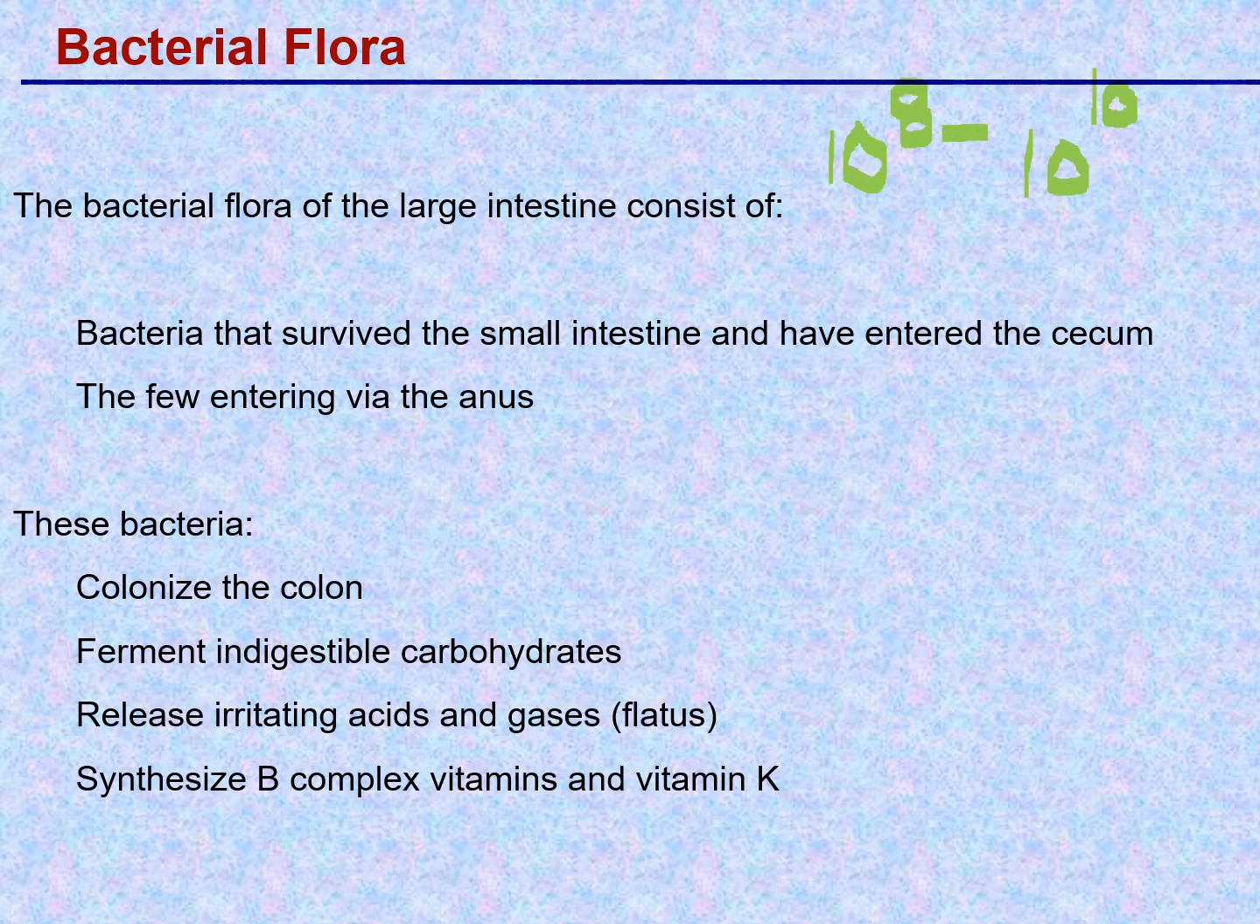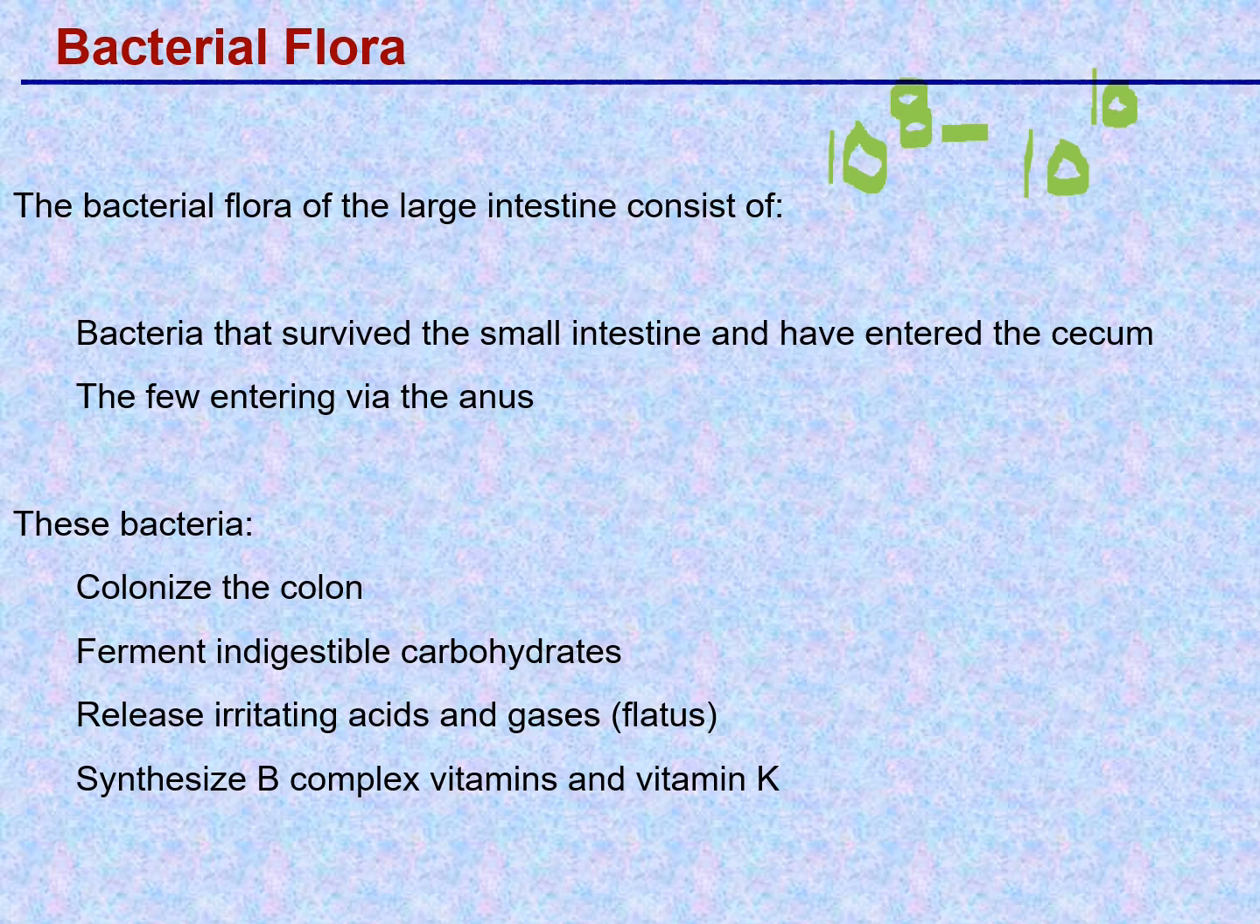So the bacterial flora originates from any bacteria that might have survived going through the stomach and the small intestine, and the few that may have entered through the anus, but most are by swallowing and managing to survive through the digestive tract. And then once they get into the large intestine, they're able to colonize and multiply tremendously. After all, it's filled with things that these kinds of bacteria can break down. It's warm, it's wet, it's protected, and it's constantly receiving food. So a place where nutrients are constantly arriving.